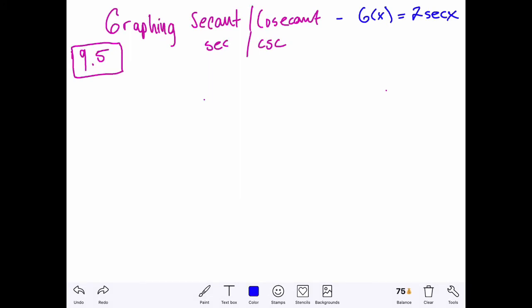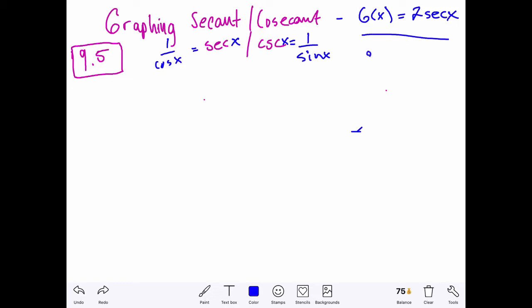Okay, guys, let's look at 9.5, the rest of the section here, graphing secant and cosecant functions. And remember, cosecant is the same as 1 over sine of x, and secant would be 1 over cosine of x. Say we're looking at secant x or the cosecant of x. Really we graph all these by just graphing their reciprocal function, and then we'll look at what we do from there. So let's look at an example here, 2 secant of x.